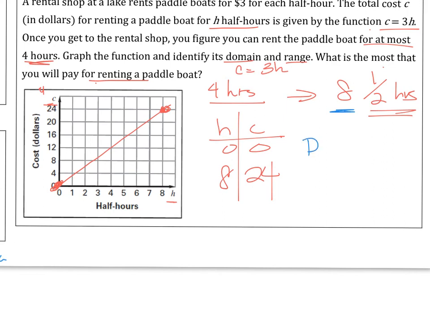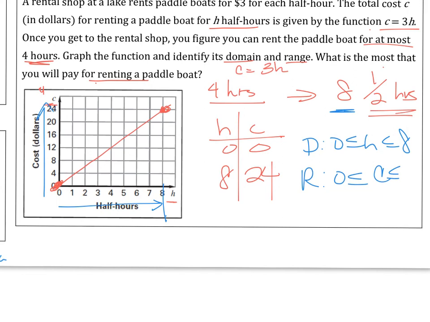So my domain will be from 0 to 8, and my range will be from 0 to 24. So the most you will pay would definitely be at most $24.